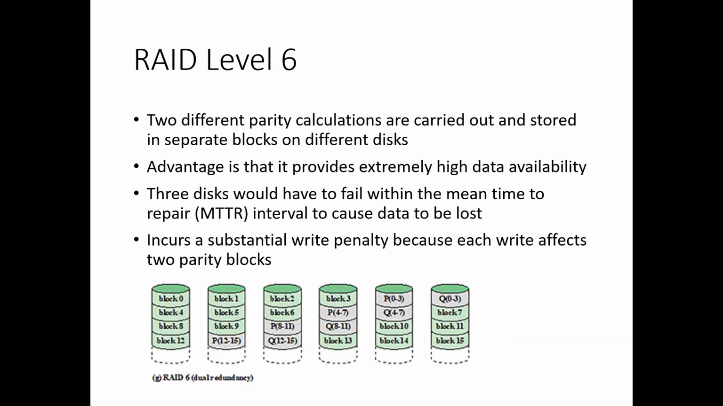RAID level 6, 2 different parity calculations are carried out and stored in separate blocks on different disks. The advantage is it provides extremely high data availability. 3 disks would have to fail within the mean time to repair interval in order to cause your data to be lost. It does include a substantial write penalty because each write affects 2 parity blocks that are going across multiple disks.